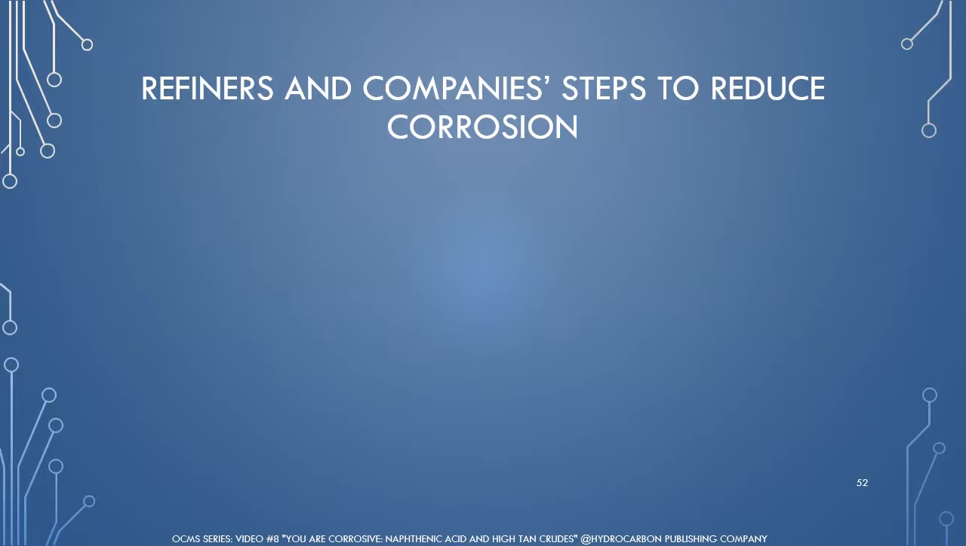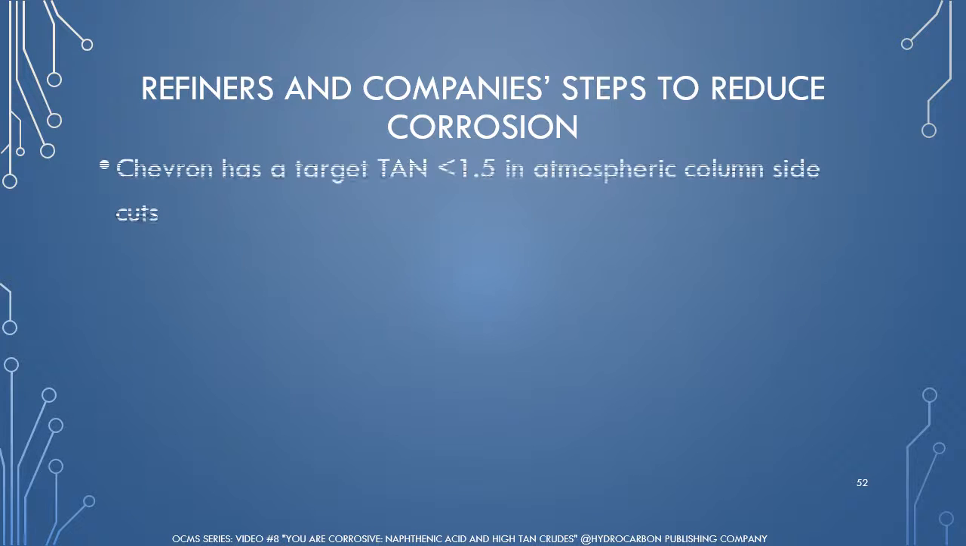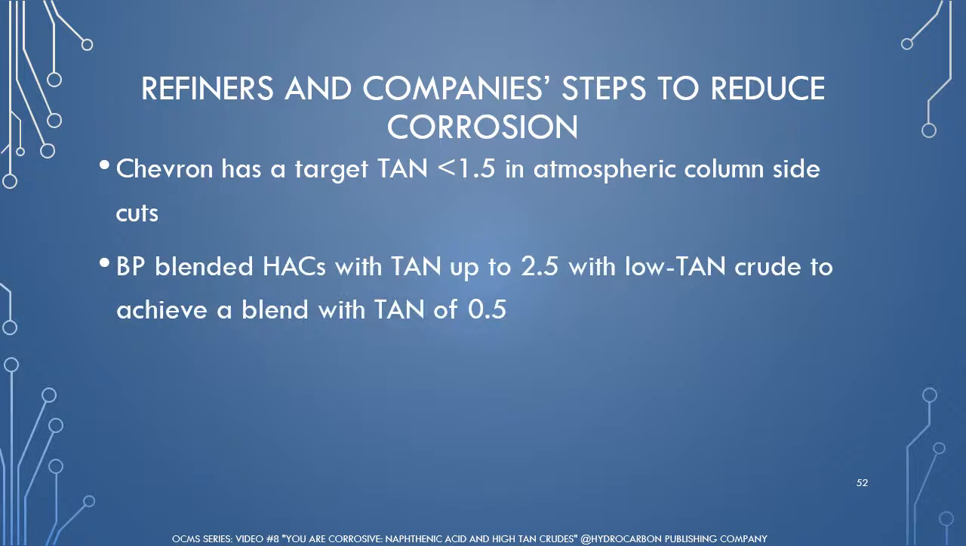Refiners and companies have taken steps to reduce corrosion. Chevron has been reported to have a target TAN value less than 1.5 in atmospheric column side cuts. BP has blended Californian crudes having TAN values up to 2.5 with lower TAN crudes to achieve a target TAN of 0.5 or less. The company indicated at a past NPRA Q&A session that this procedure has been used in a unit without high alloy for 5 years and had no indication of corrosion.